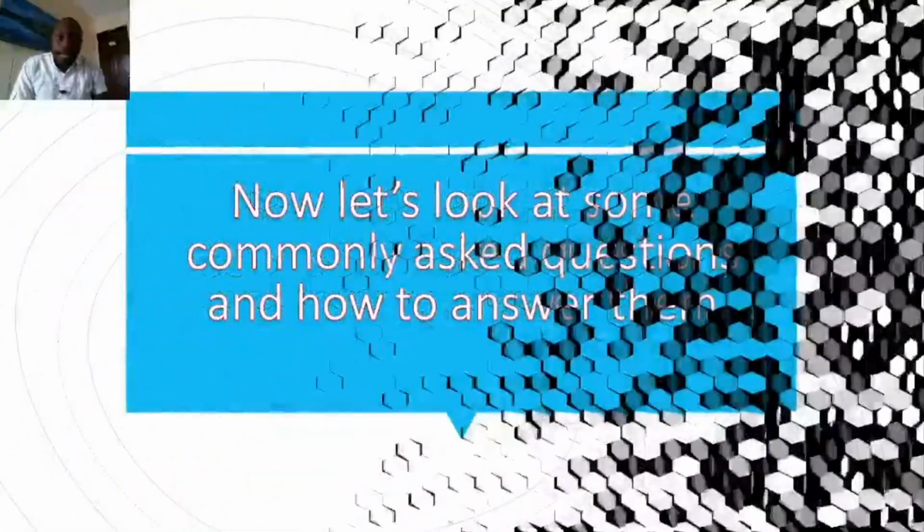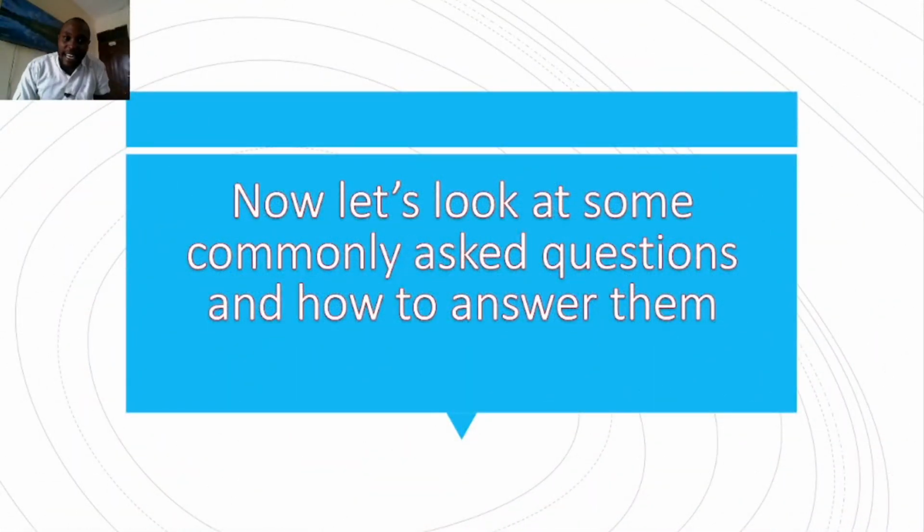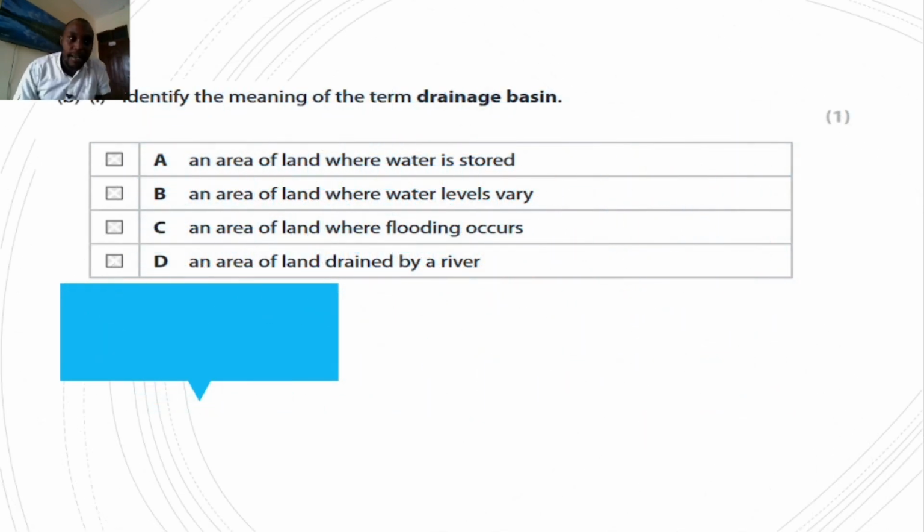Now let's look at some commonly asked questions and how to answer them. Generally, these are very short questions because what they normally ask is just the definition of the drainage basin. Look at that question. I think it is a 2019 question in Pearson Edexcel GCSE. Identify the meaning of the term drainage basin. Look at the first choice, an area of land where water is stored. Is it an answer? An area of land where water levels vary. Can it be an answer? An area of land where flooding occurs.